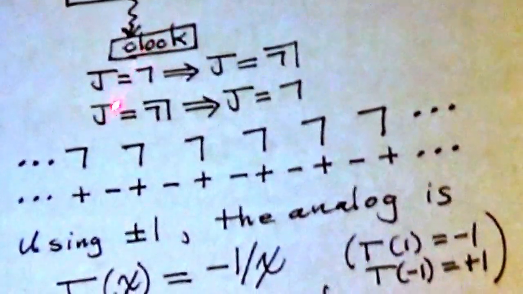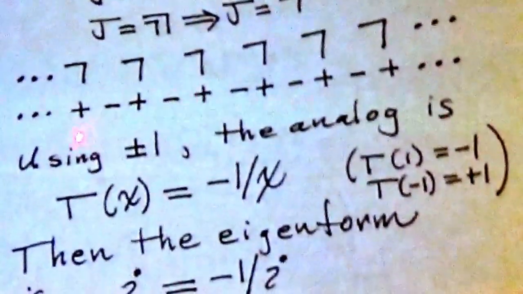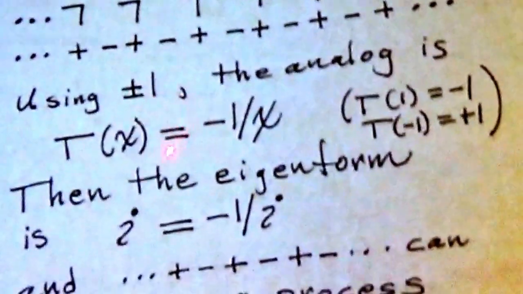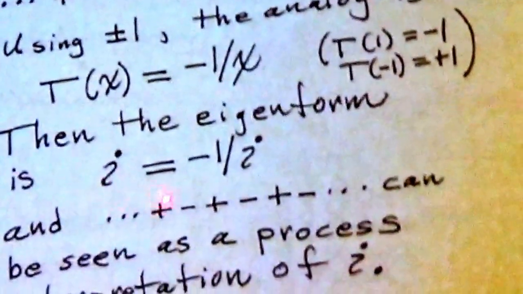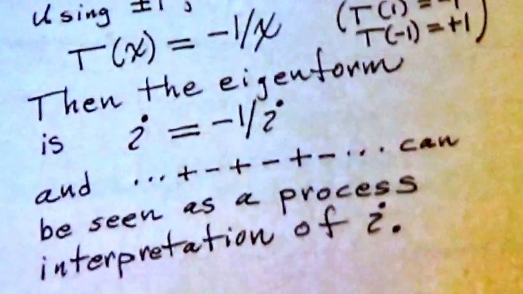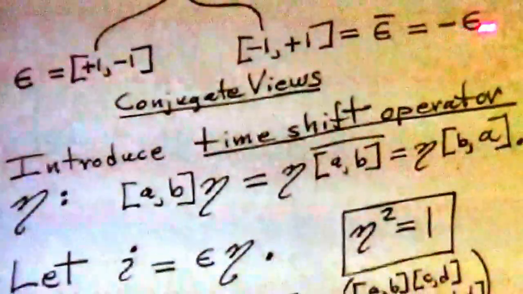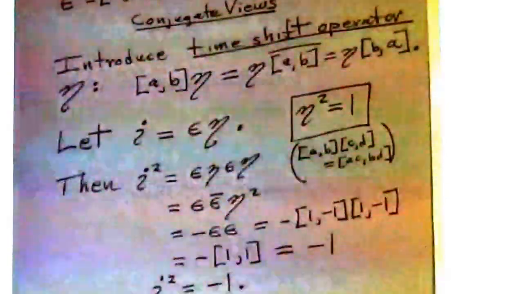So we have the clock. And J equals mark implies unmarked, and we have the alternation, and we already talked about it, and the analogy with plus or minus 1, and the eigenform of I, and we're thinking about this process. But now I want to think about it a little more carefully. So the square root of -1 of the clock is the theme. Two ways of looking at it. Let me call them epsilon and epsilon bar, which is minus epsilon, thinking of it as an ordered pair. Conjugate views.